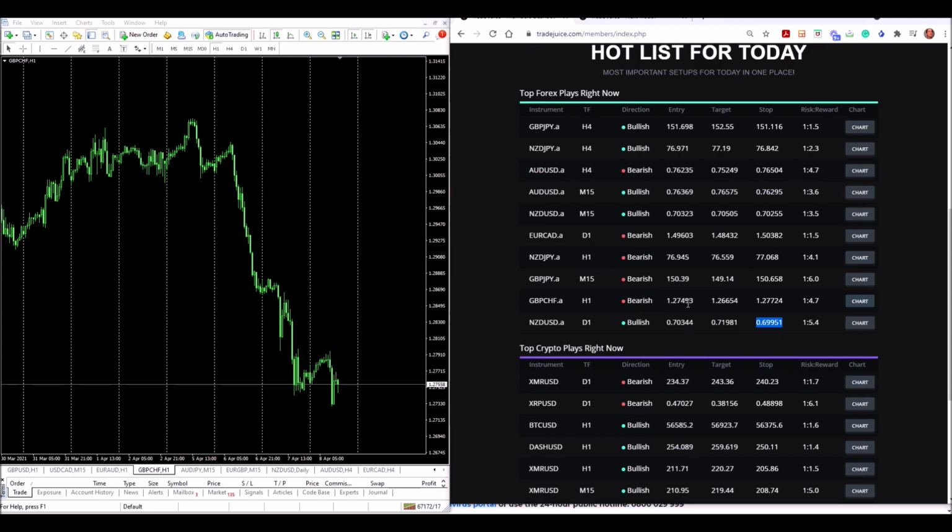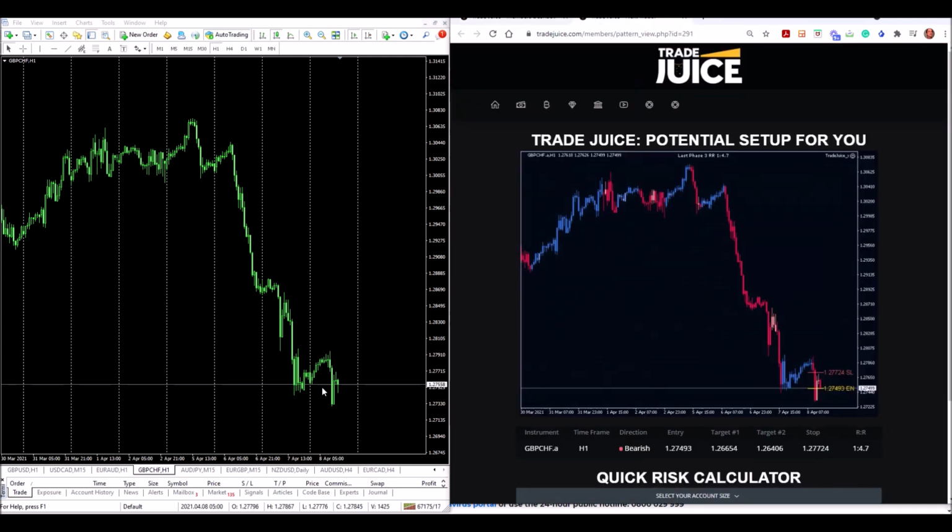It's telling me to go short. It tells me where to enter, target, and where to place my stop. So there's my MT4 chart. There's the Trade Juice chart telling me the entry, stop and the targets.